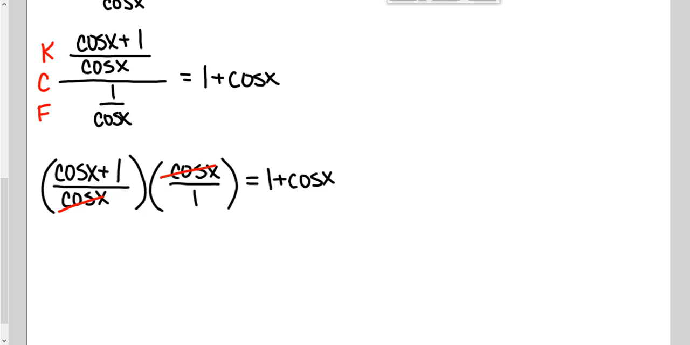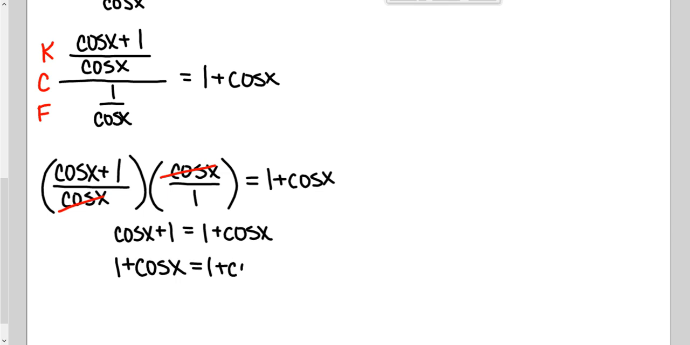Well, we know that anything over 1, that 1 is not really necessary. So I'm really left with cosine x plus 1. Well, guys, cosine x plus 1 and 1 plus cosine x, those are the same thing. Even though they're in different order, when you add things in a different order, that doesn't make a difference. So it's not a big deal to just flip those two. And you're done.